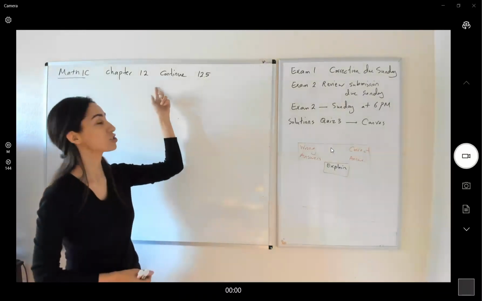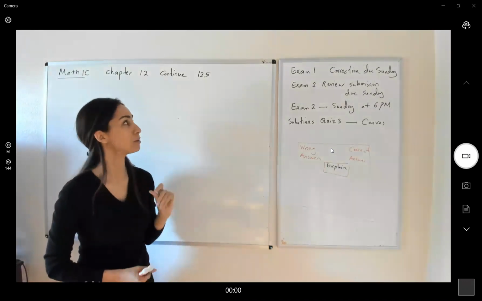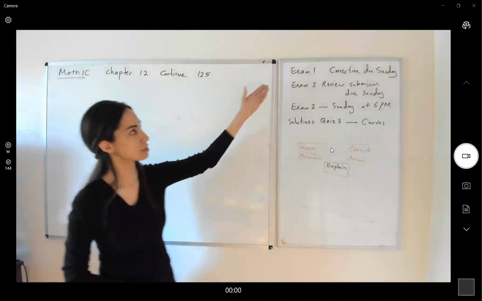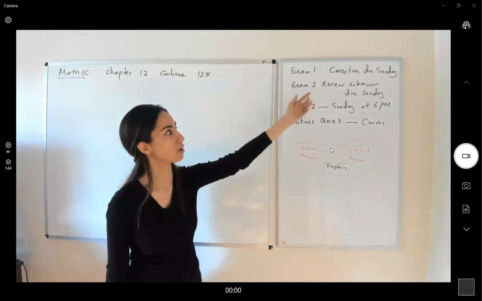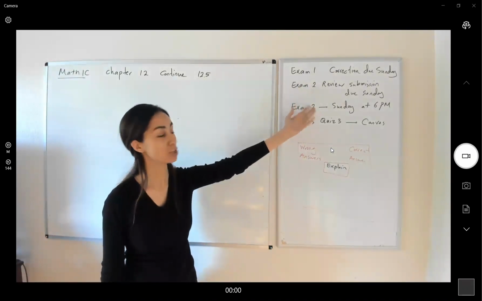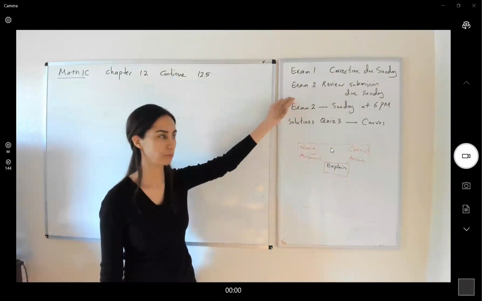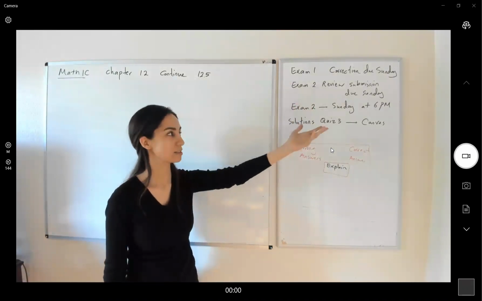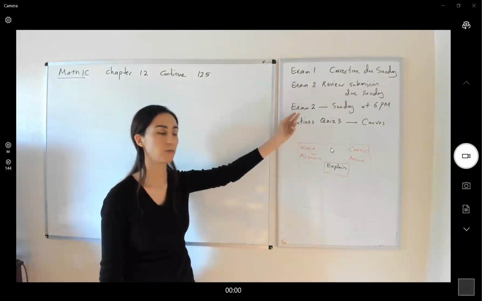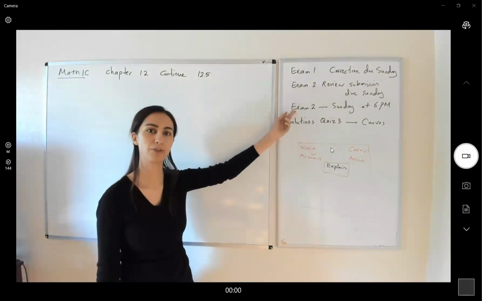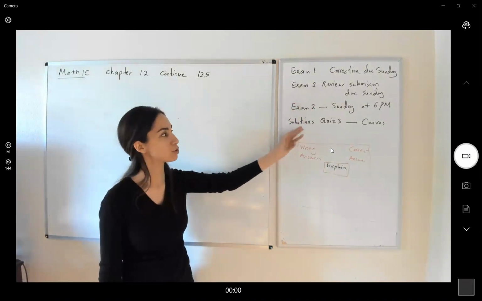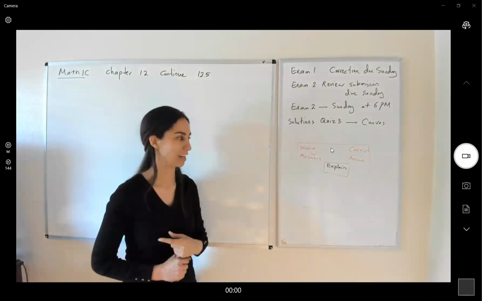We are still on chapter 12, 12.5. First of all, exam one correction is due on Sunday. Exam 2 review submission is due on Sunday. You can find exam 2 review questions on the week 5 module. And exam 2 is on Sunday at 6 p.m. If you have any problem taking the exam on that day, just send an email to me, and we'll figure it out. And solutions to quiz 3 are also posted on campus.